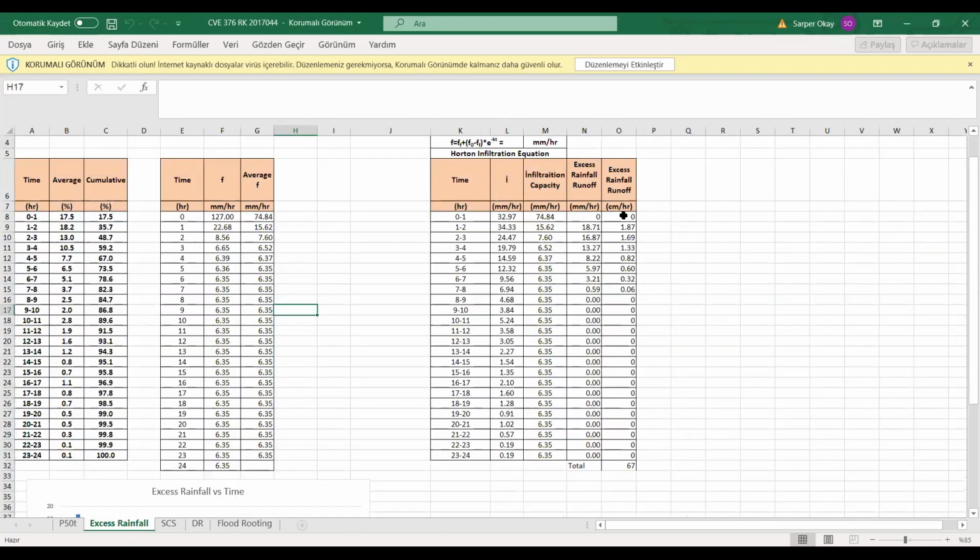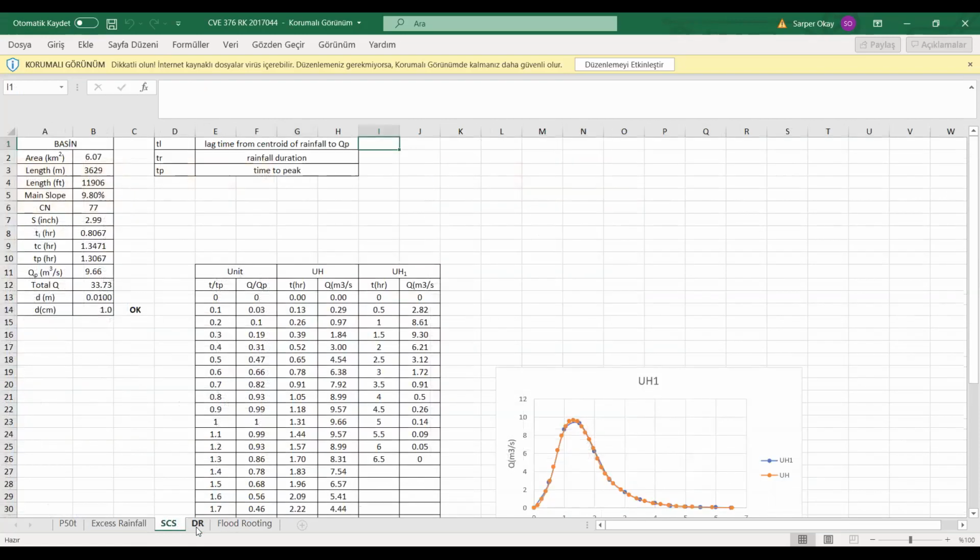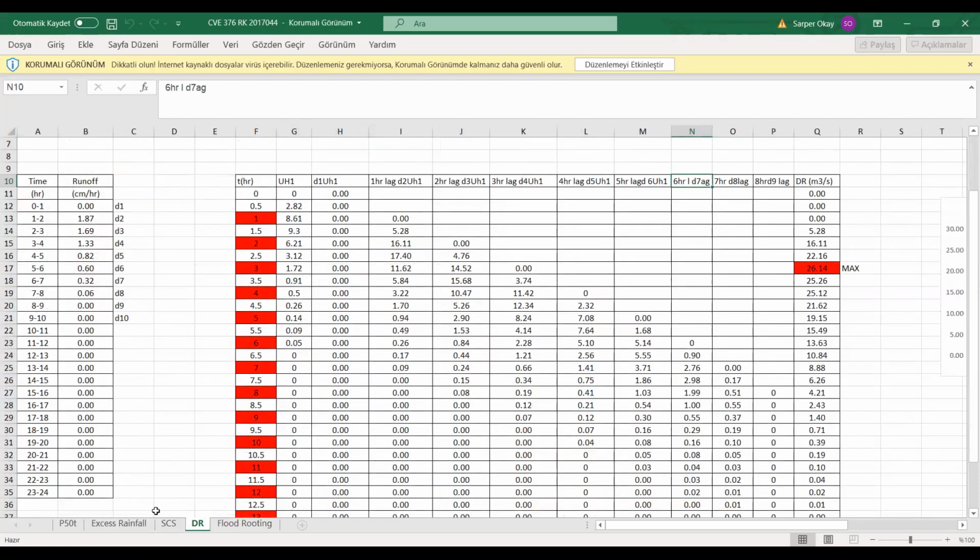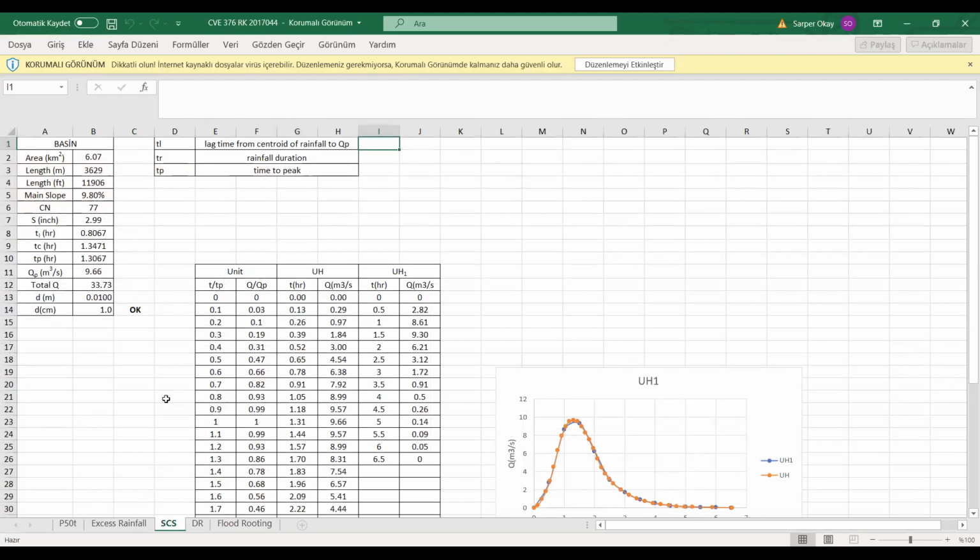Okay, once you get these excess rainfalls in terms of centimeter per hour, what you need to do is apply the SCS method so that you can get your direct runoff. So how can you do this SCS method? In your homeworks, you also did it. So you'll do exactly the, what?